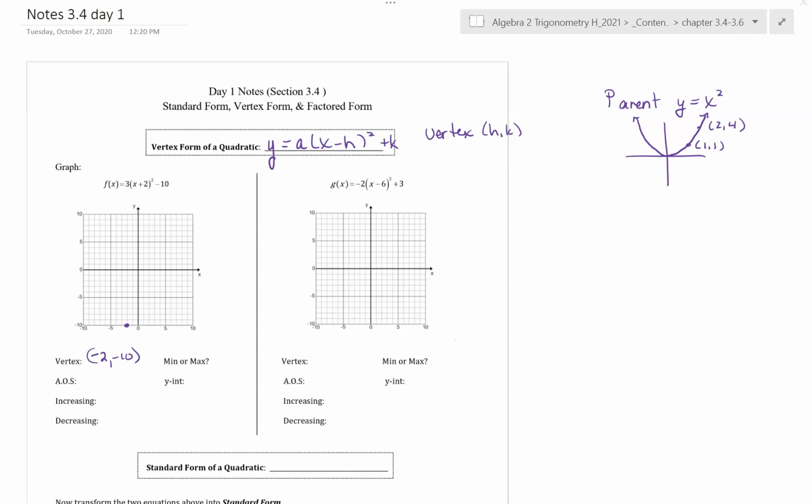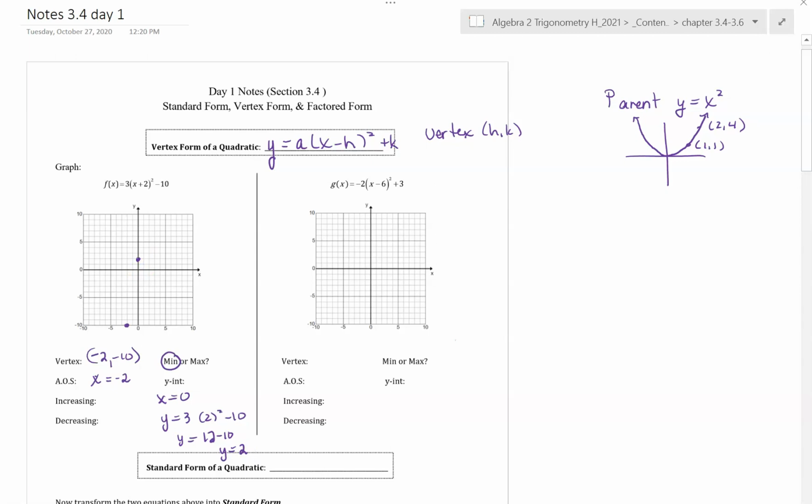We know that the axis of symmetry is the vertical line that goes through the x coordinate of the vertex for this parabola. And we're going to have a minimum because again our a is positive 3, so our parabola points up. You could find the y-intercept. We know that if you let x equal 0, you have a y-intercept of 12 minus 10, which is 2.